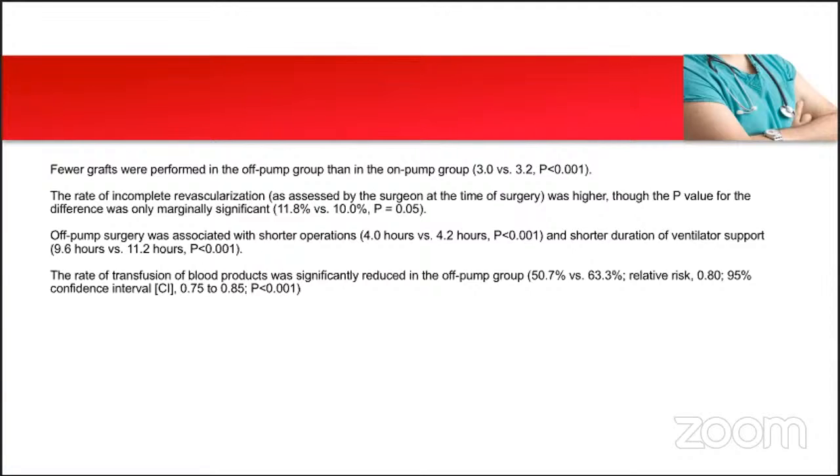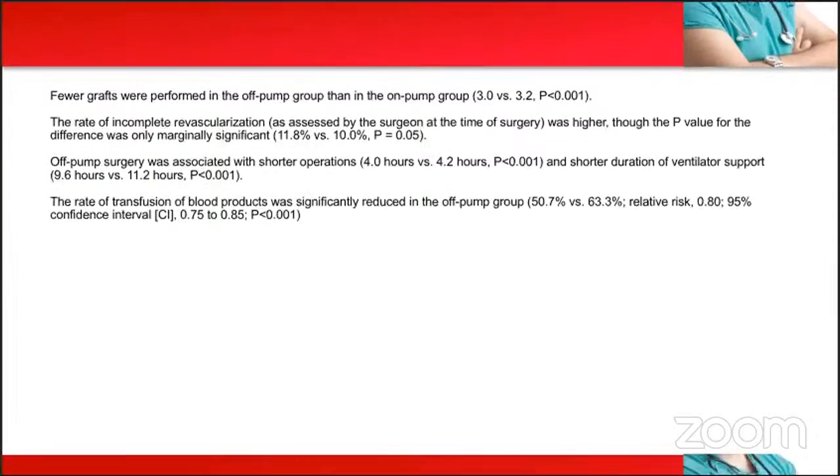The off-pump surgery was associated with shorter duration of surgery, 4 hours versus 4.2 hours, and shorter duration of ventilator support, 9.6 hours versus 11.2 hours. The rate of transfusion of blood products was significantly reduced in the off-pump group, 50.7% versus 63.3% in the on-pump group. All these were secondary endpoints, and nothing from the primary composite endpoint was significant at 30 days.